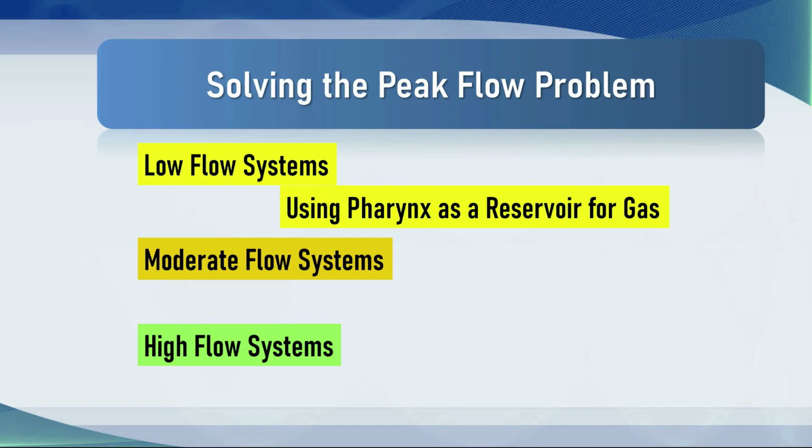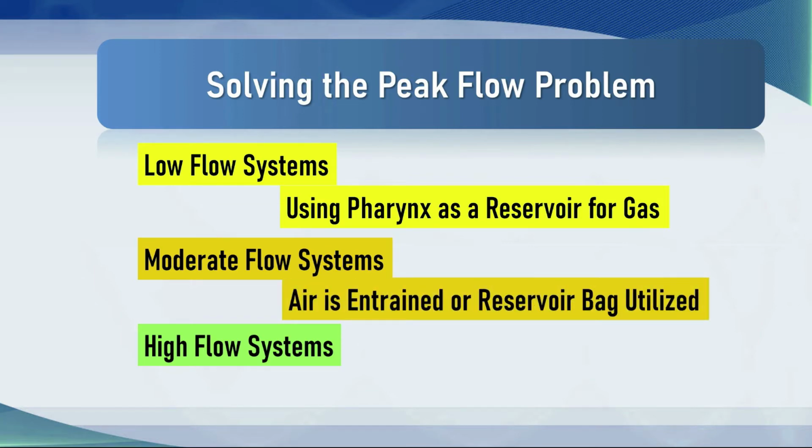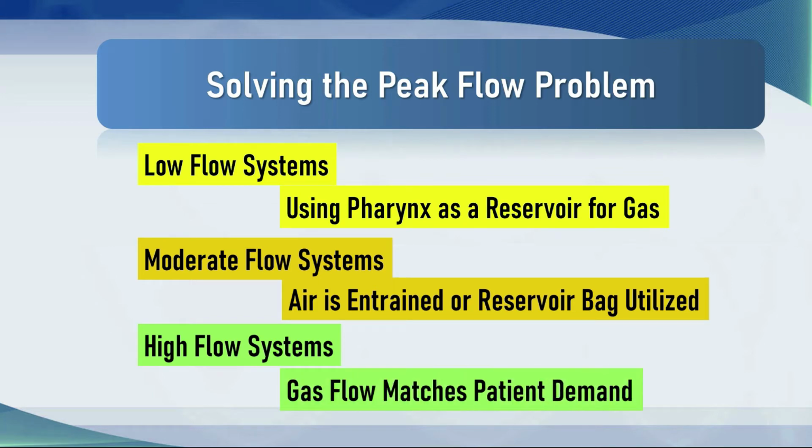Moderate flow systems use reservoir bags that fill during expiration. When the patient inspires, they draw fresh gas from the source and stored gas from the reservoir bag. And that bag does not fill with expiratory gases, so it's known as a non-rebreather bag. Finally, in high flow systems, gas flow is sufficiently high to match the patient's peak inspiratory flow demand so that no reservoir or air entrainment is necessary. So these are high flow oxygen devices. That will be the major topic of the next tutorial.